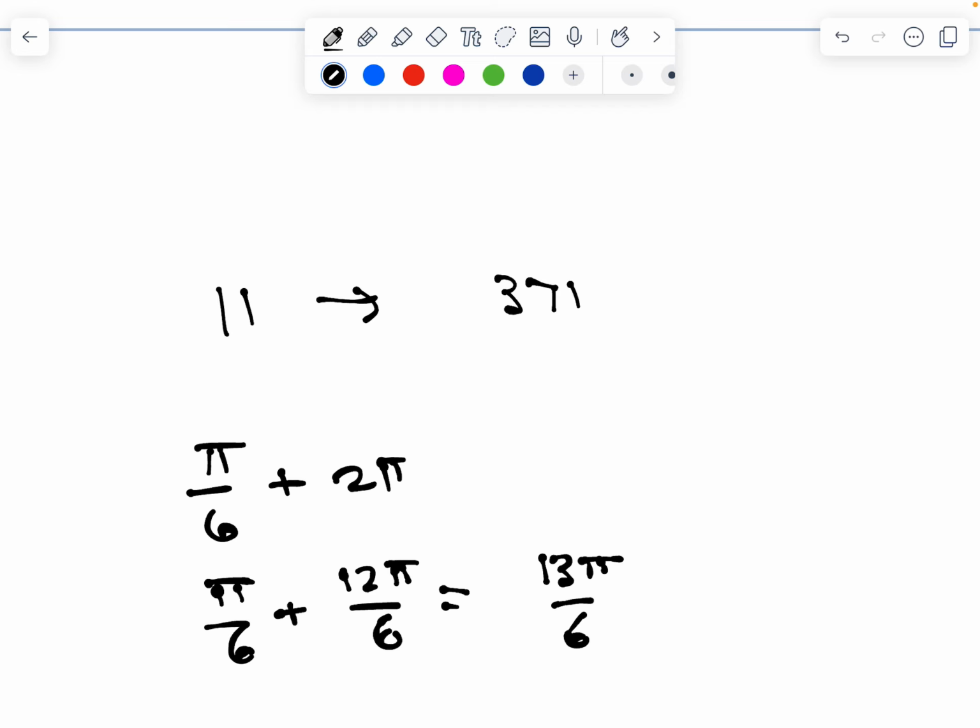So again, in summary, if you have 11 degrees, then that's the same thing as 371 degrees. If you have pi over 6 radians, then you can add 2 pi, which is the same thing as 12 pi over 6, which is 13 pi over 6. So you can always add 360, and you can always add 2 pi. Sometimes with radians, though, you have to turn it into the fractional form that has the same denominator as that one. Okay, that's it.